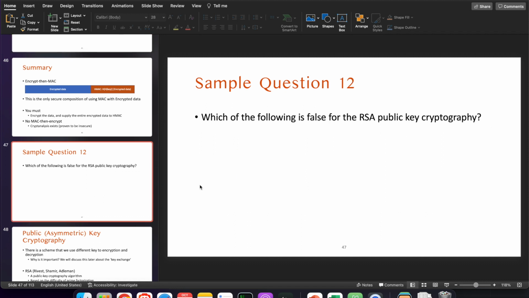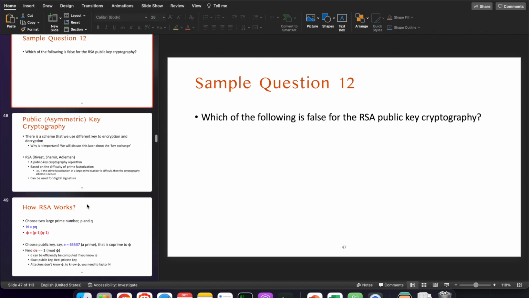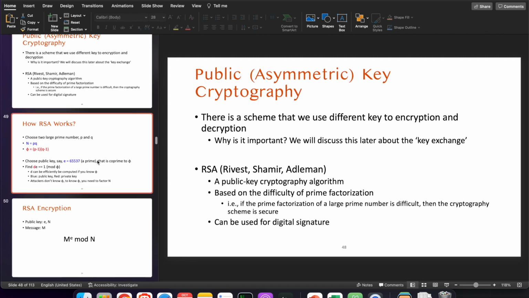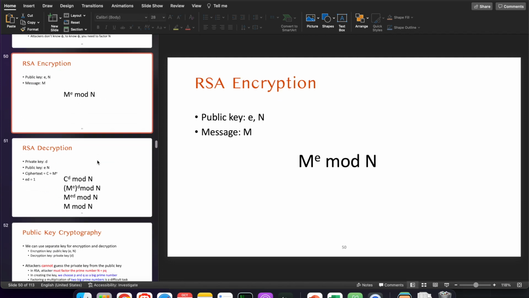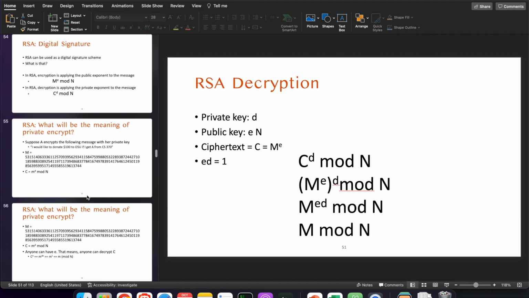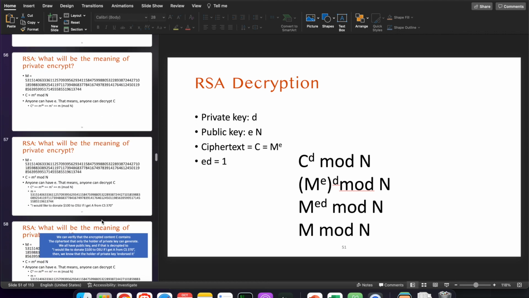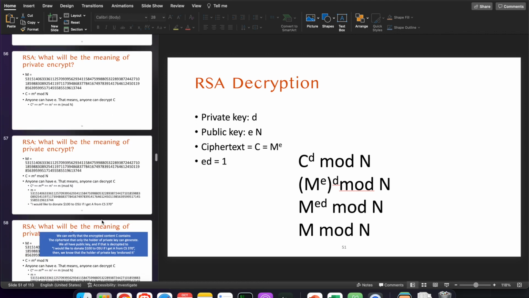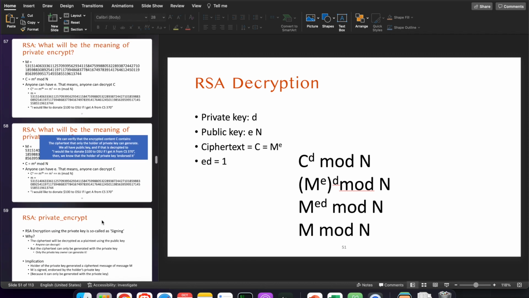Sample question 12. Which of the following is false for the RSA public key cryptography? This is a similar type of question, asking about definitions, implications, and characteristics of the RSA cryptography. Please study the slides that describe RSA encryption and decryption, and there are a few slides about digital signatures too. Please study these thoroughly to choose the correct answer for that question.